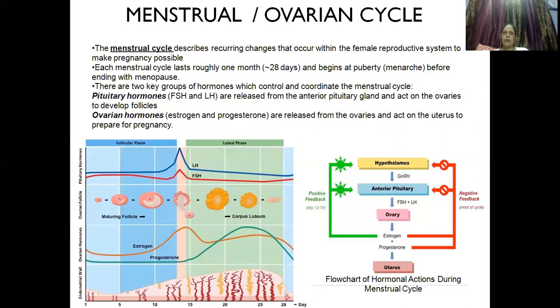Now, here in the menstrual or the ovarian cycle, there are two groups of hormones which control and coordinate the menstrual cycle.